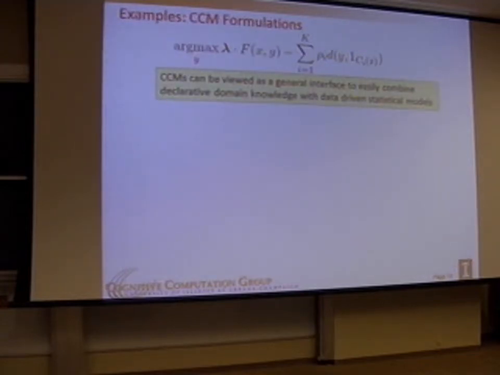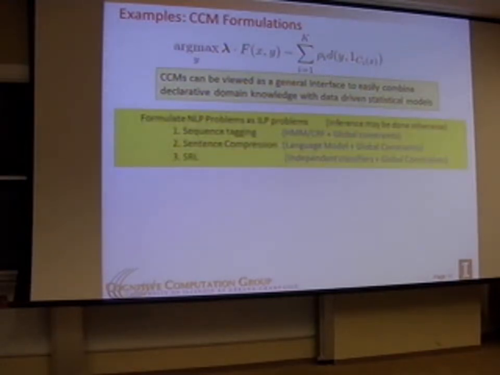And I want to start by giving a few more examples. So really, I want to think about this formulation of CCMs as a general interface that will allow me to easily combine declarative domain knowledge with data-driven statistical models. And I'm going to illustrate this with three examples. Typically, I choose these examples so that at least one of these models will be clear to anyone in the audience. I think in this audience, you will understand all the examples, probably better than I do. But anyhow, I'm going to run through these.